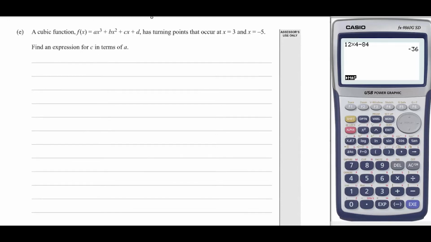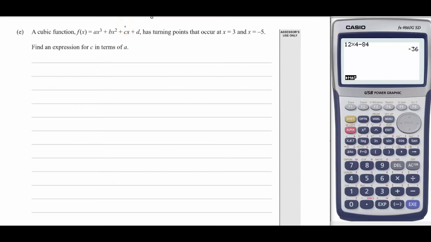Okay, and finally part E for this question, we've got this cubic function. We're told that it's got turning points at x is 3 and x is minus 5. Find an expression for c in terms of a. Okay, so we want to get c equals something with a's in it at the end. That's what that means, c in terms of a. Okay, so let's work through what we've got.